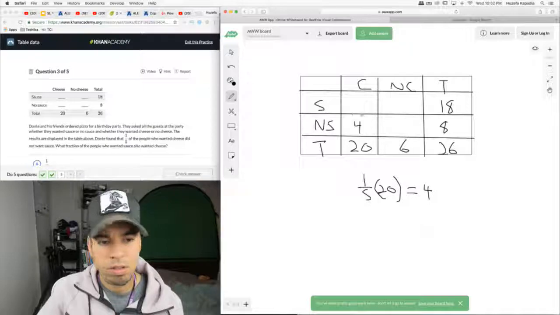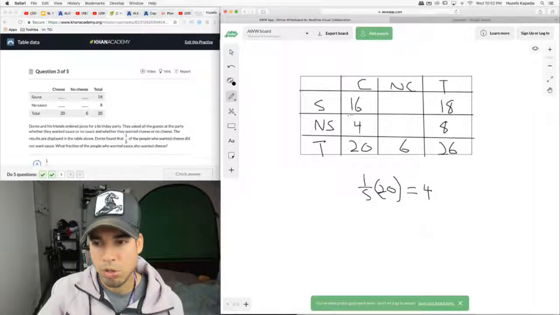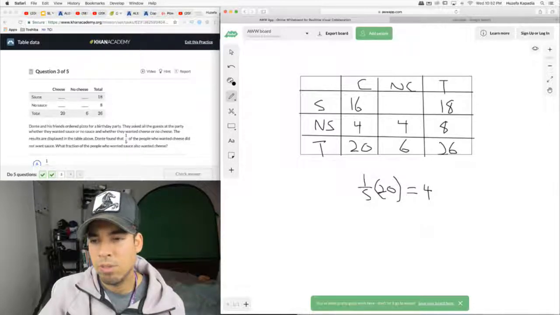Well, now we can start filling out this table, right? I know that this has to equal 16, because 16 plus 4 equals 20. Now I can fill out this way, right? 4 plus what equals 8? This has got to be 4. 16 plus what equals 18? That's got to be 2. And look, these add up, so now we're good.